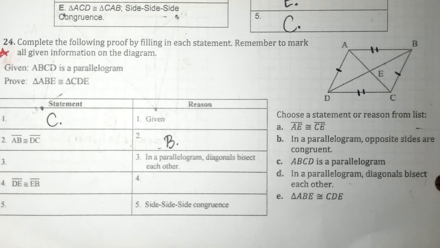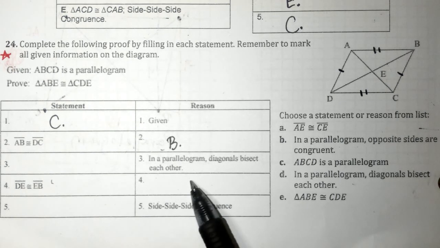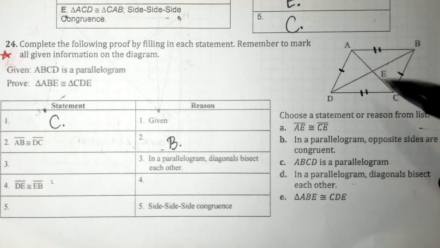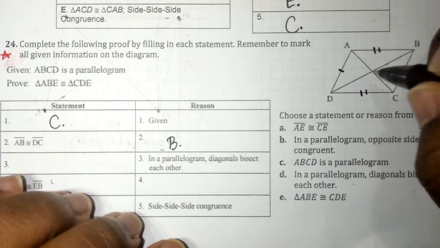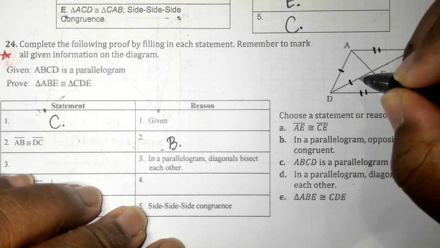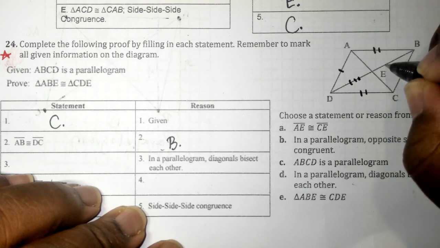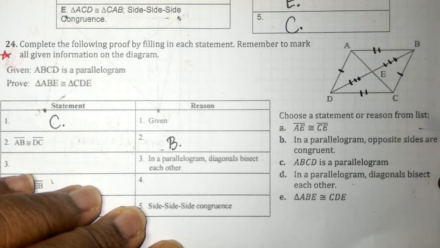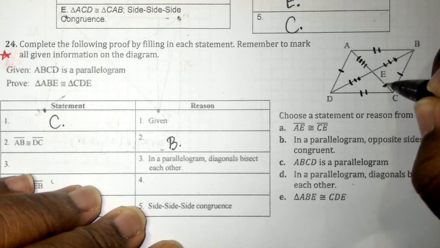Then line 3, the statement is missing, but it says in a parallelogram, diagonals bisect each other. So in this one it says the diagonals bisect each other. So we need to show that. This diagonal AC is bisecting BD, so it's going to split them in half. So you're going to have this be congruent to this, and then you're going to have AE be congruent to CE here.